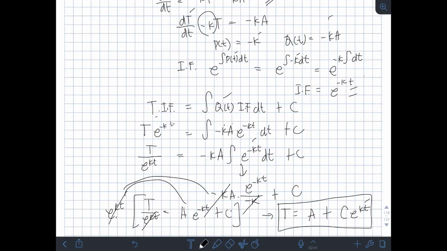So, at any time t, pwede nating masolve yung value ng temperature. Knowing, meron tayong certain conditions. Kasi, kailangan nating isolve dito si K tsaka si C. So, at least 2 conditions meron tayo.